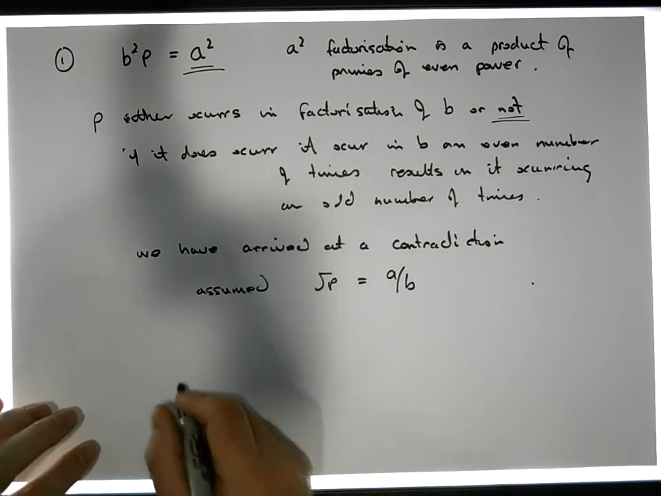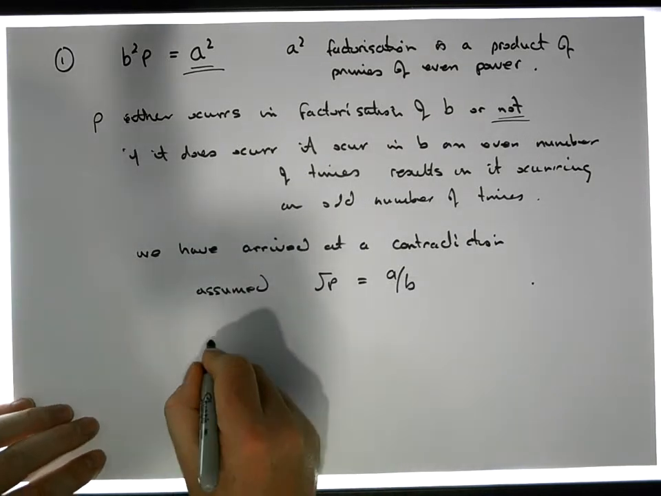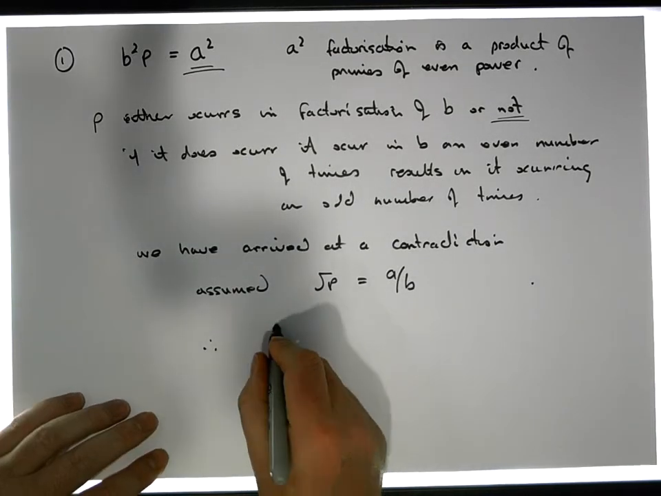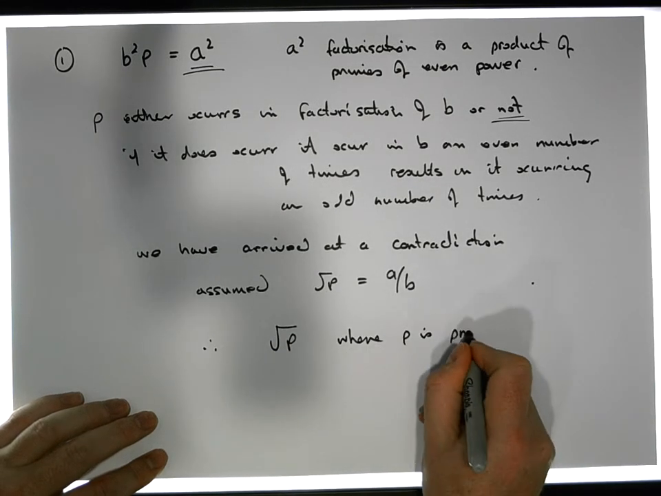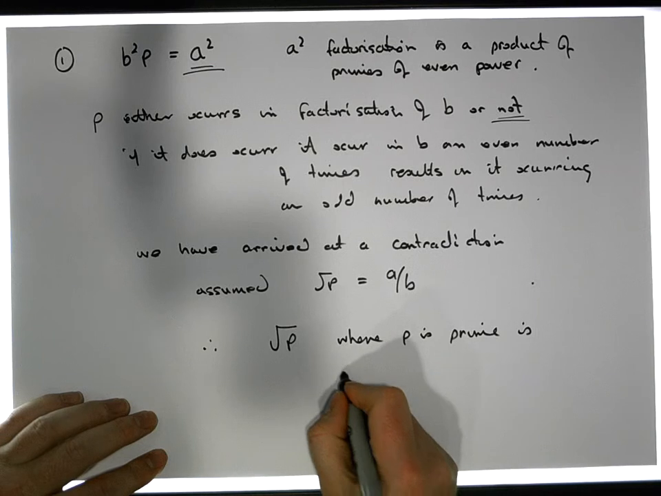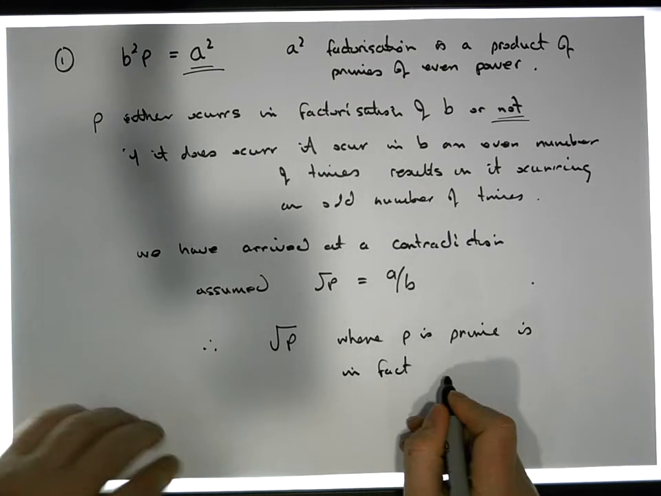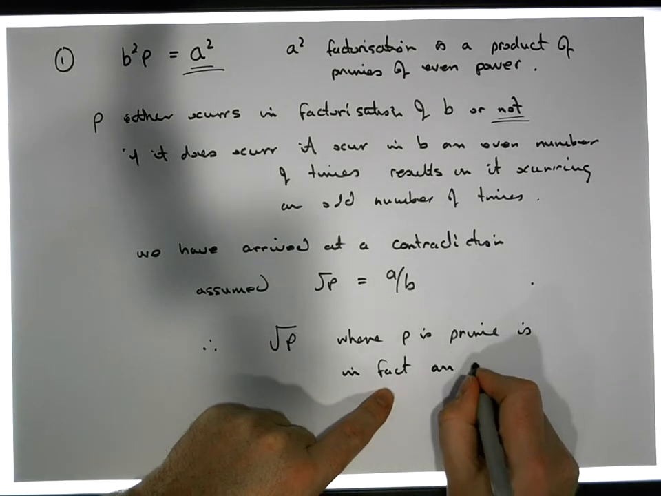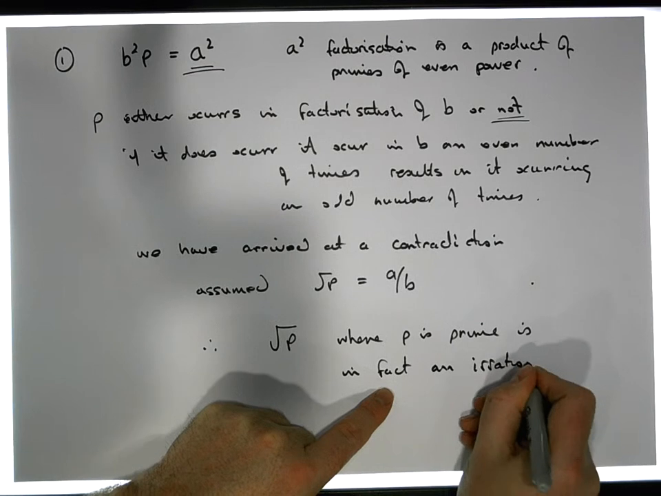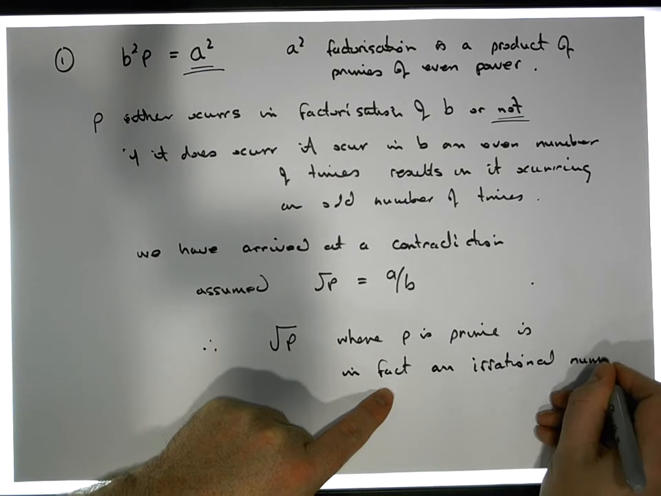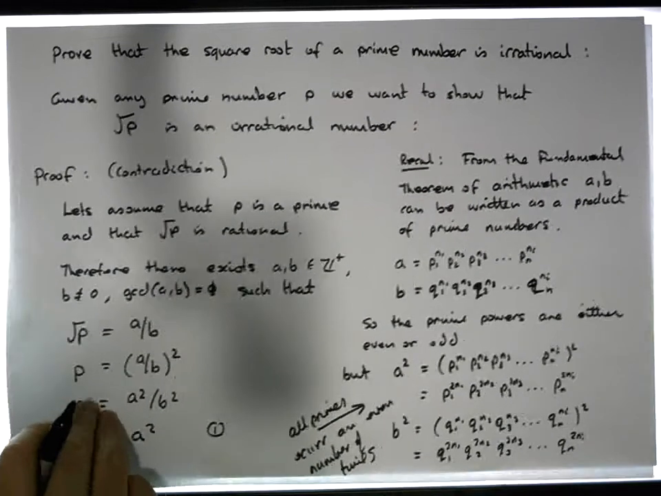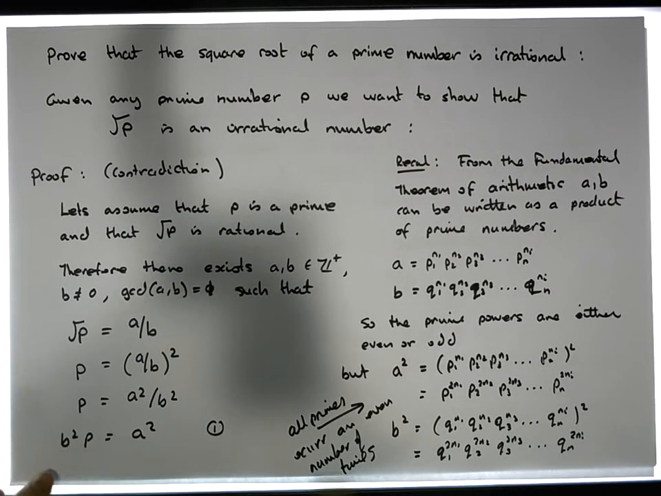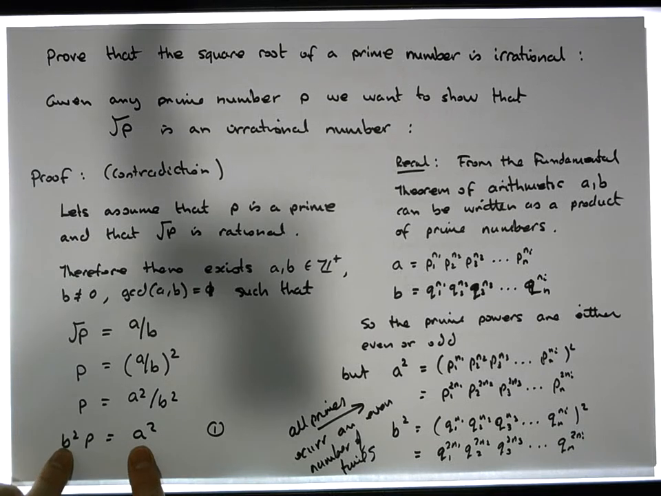So actually what this implies, therefore, is that the square root of p, where p is prime, is in fact an irrational number. So there you go. The main thing that's required here is that a squared and b squared are products of primes, but products of primes of even power.